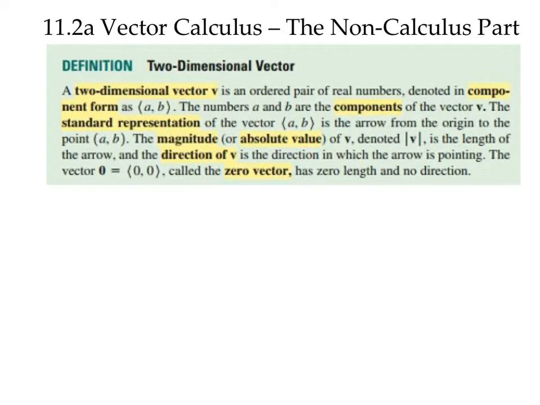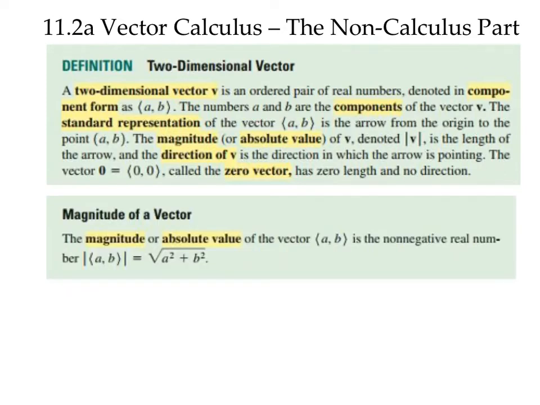To find the magnitude or absolute value of v, denoted by |v|, it is the length of the arrow, or the length of the vector, and the direction of v is the direction angle in which it's pointing. The vector <0, 0>, the zero vector, has zero length and no direction. To find the magnitude of the vector <a, b>, which of course is the vector which goes from the origin to the point (a, b), you just take the positive root, the square root of a squared plus b squared. So if the vector was <3, 4>, the magnitude would be 5.